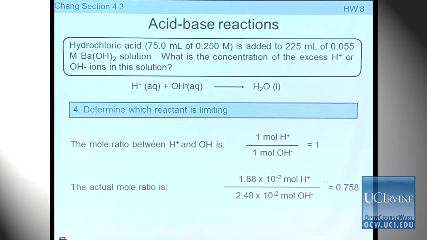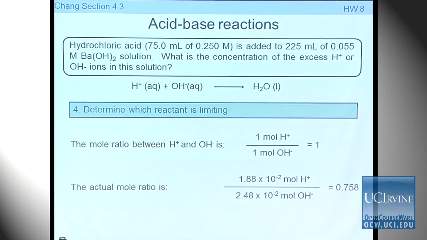So I take the number of H pluses then and calculate how many OH minus I have left, because the OH minus is the excess reagent. After the reaction, all the H pluses are gone, but OH minus is left, which is in excess. So the question then is, since this one is the limiting reagent, I only have OH minus left in solution. How many do I have left?